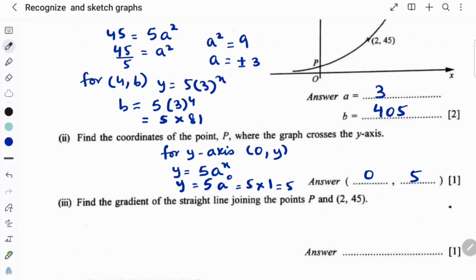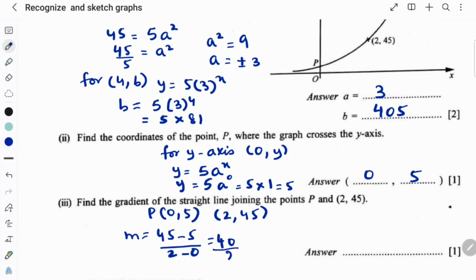Find the gradient of the straight line joining P and 2, 45. Okay, so we have found in this question that P is 0 comma 5, and the other point is 2, 45. Gradient is equals to y2 minus y1 upon x2 minus x1, 45 minus 5 upon 2 minus 0, which will be equals to 40 over 2. That is equals to 20.